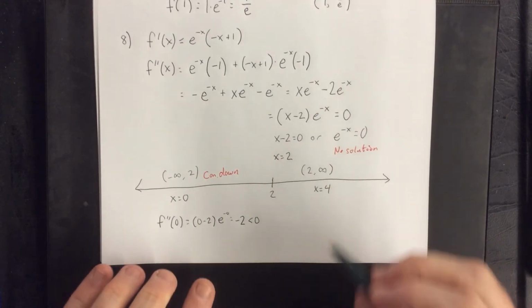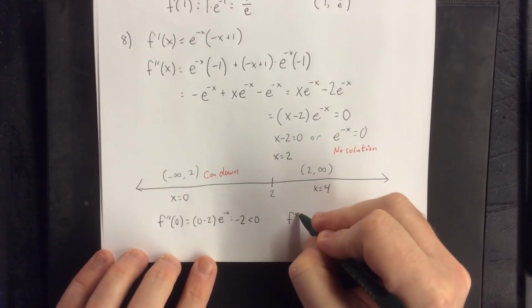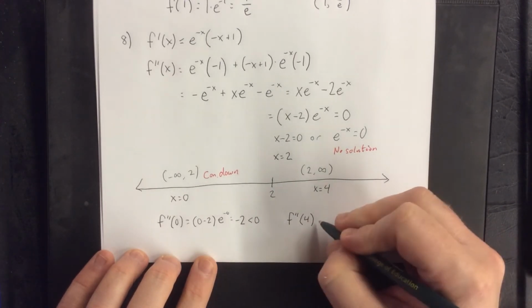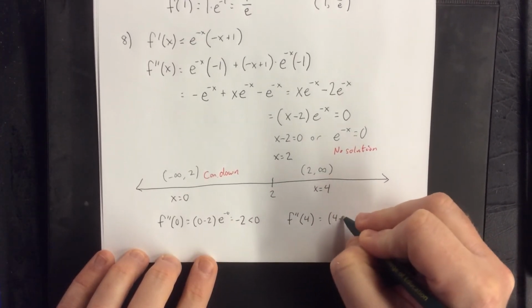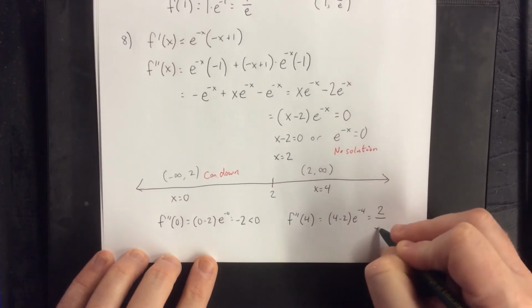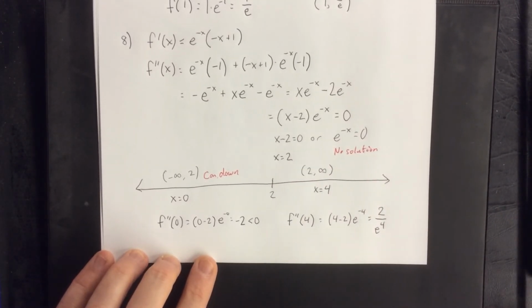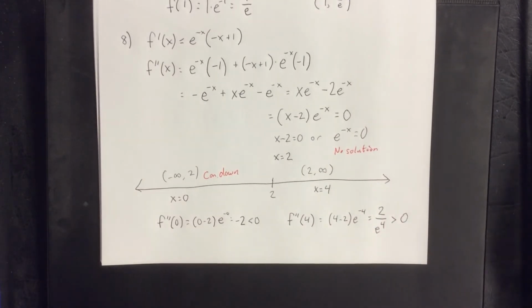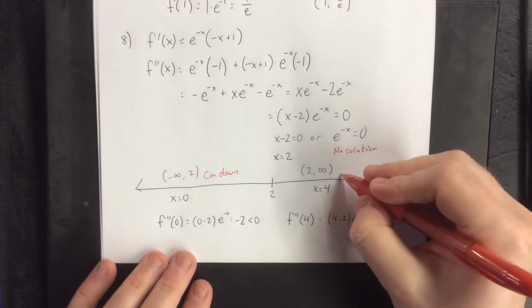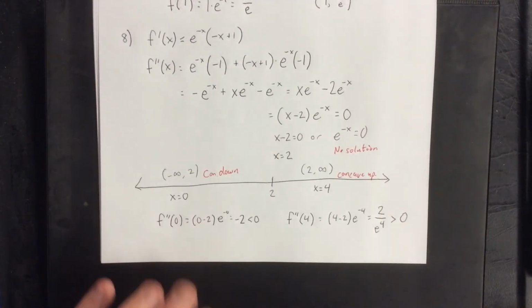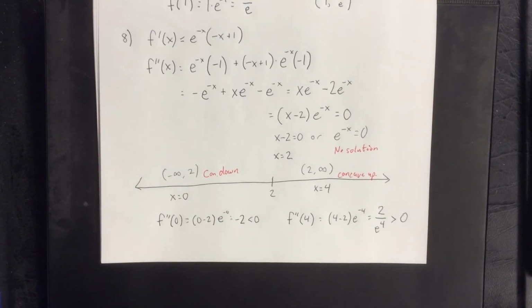For the other interval, we'll test x equals 4. We'll plug 4 into, once again, this form. That'll be equal to 4 minus 2 times e to the negative 4 power. Simplified as much as possible, that'll be 2 over e raised to the 4th power. That number is positive. Meaning that on this interval, we are going to be concave up. So, interesting set of values that we're going to see for this.